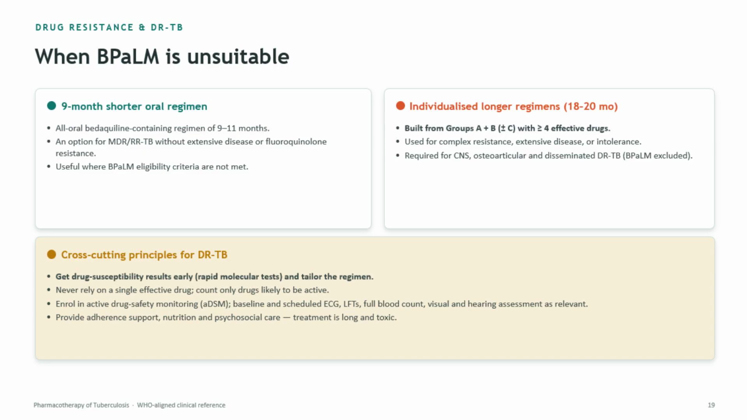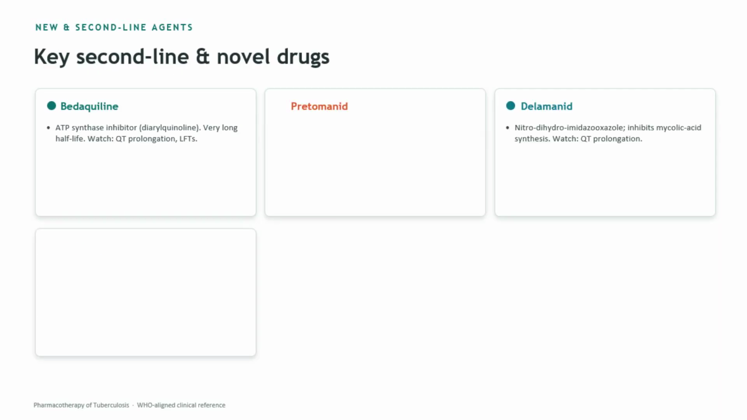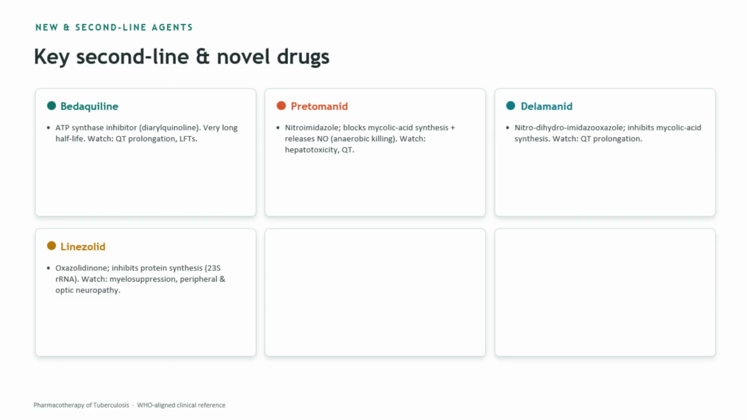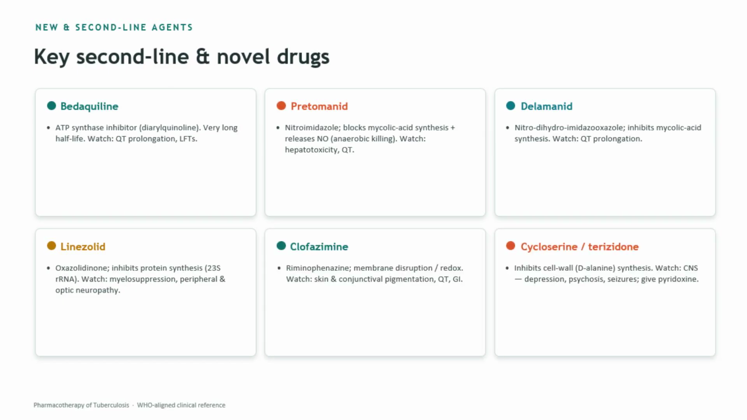The cross-cutting rule never changes. Get drug susceptibility testing and design around it. Let's give the newer and second-line agents their moment. Bedaquiline blocks ATP synthesis and has a very long half-life. Watch the QT and the liver.